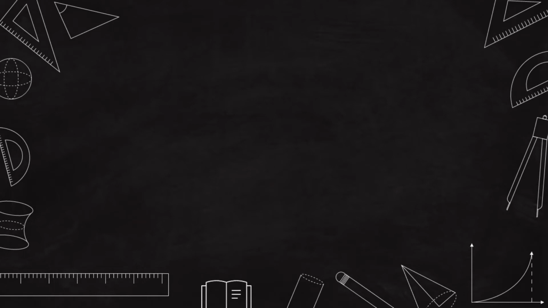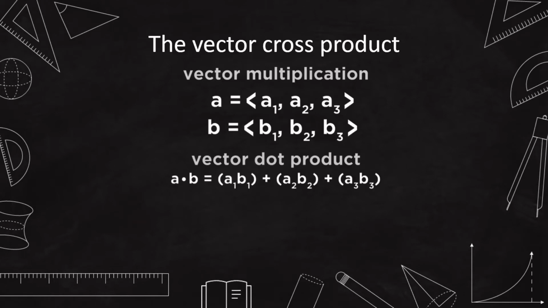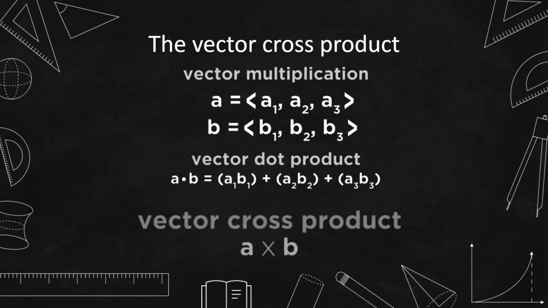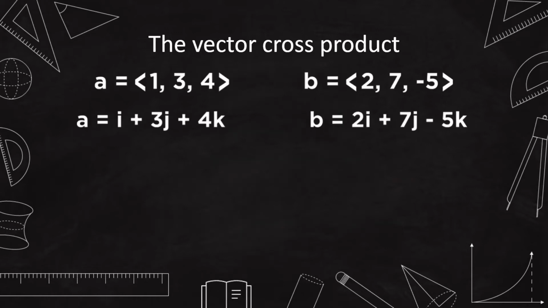Now there is another way to multiply vectors other than the dot product. Since the dot product is a scalar, there is another way to multiply two vectors and get a new vector. This is called the cross product, which is denoted by a multiplication sign. Now that we know a little more about vectors, we are ready to learn how to do cross products of two vectors. Let's learn how to do that now.